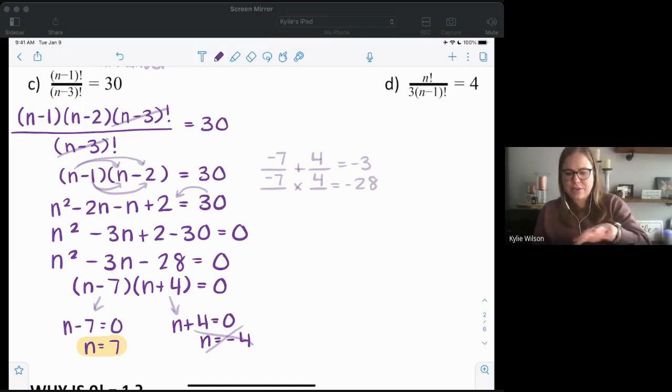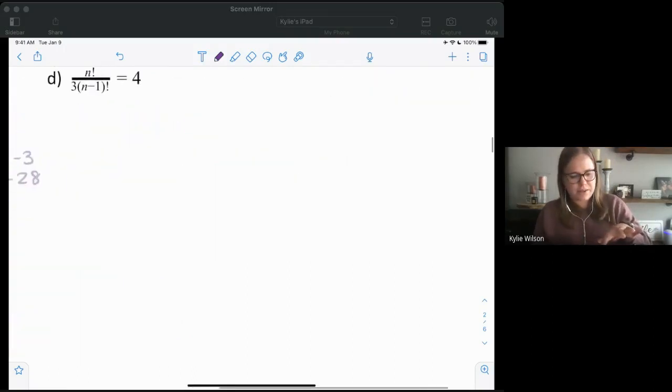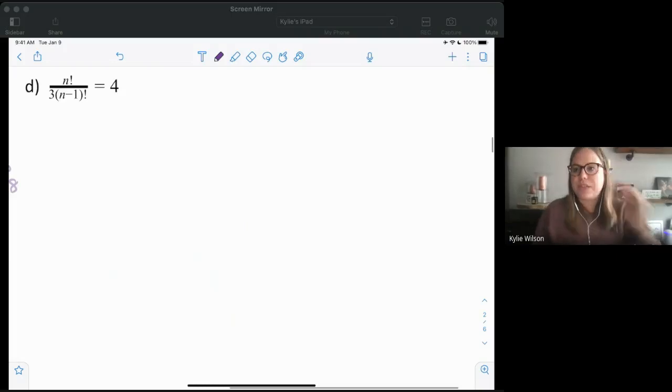Okay, let's try example D together. Then we'll do a proof and then we can do a couple extra ones to solidify this. So the next one, we have n factorial all over 3n minus 1 factorial. We're just going to ignore the 3 for right now and not think too much about it, because our goal is to cancel out the factorial. If you notice, in all the other ones, we canceled out the factorial. So that is our goal here.